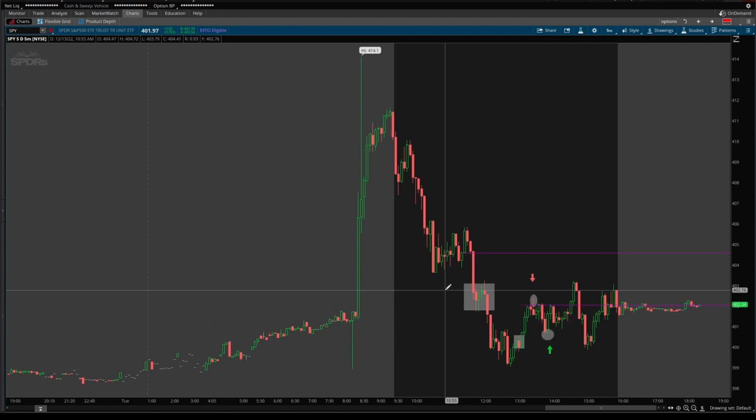So that's how I took these trades. But as you can see, we went right into this consolidation zone. We wicked it and we dumped. We went into this consolidation zone.